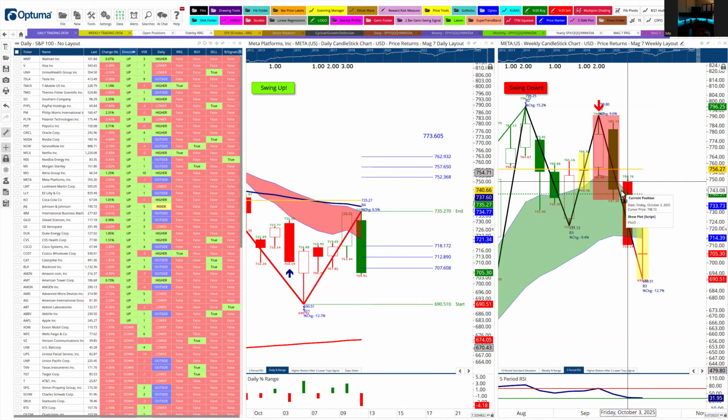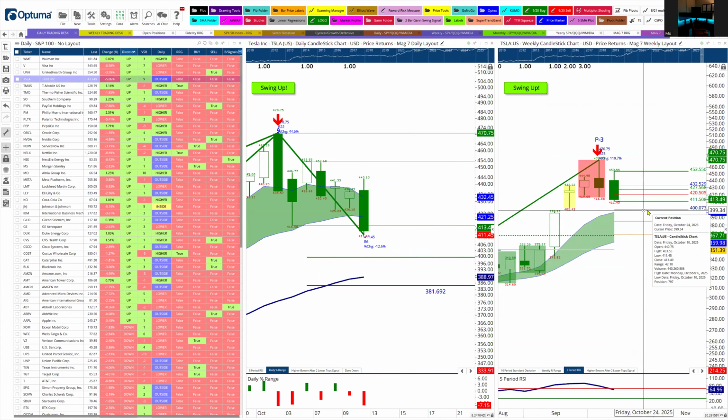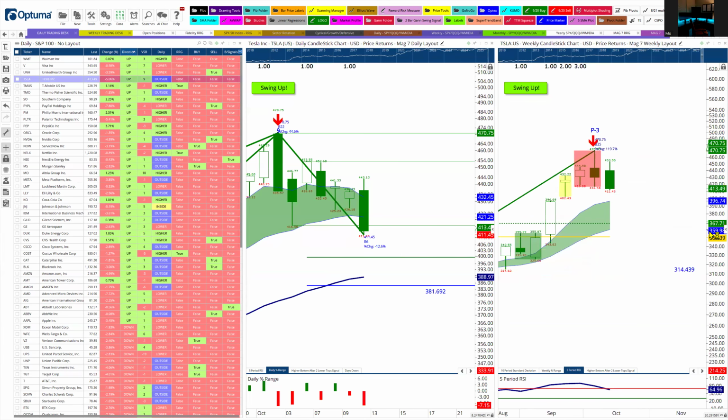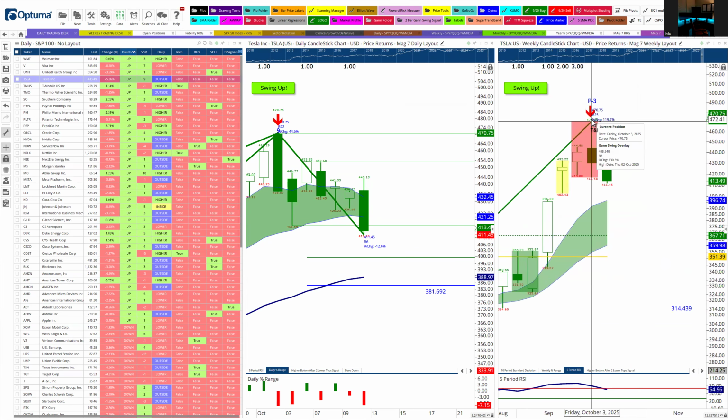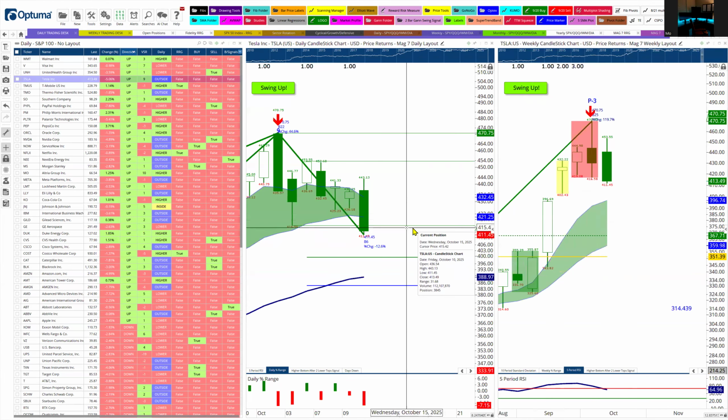These weekly sell signals are nasty, man. Seriously. Look at this on Tesla. I was watching this. Look at that. Last week it triggered that sell signal on the weekly bar. Look at the lower bar.